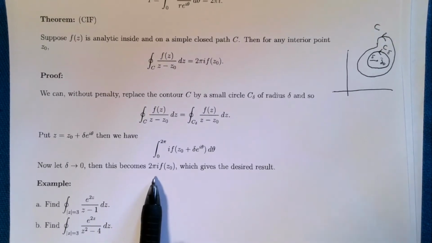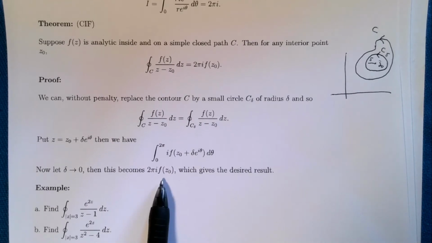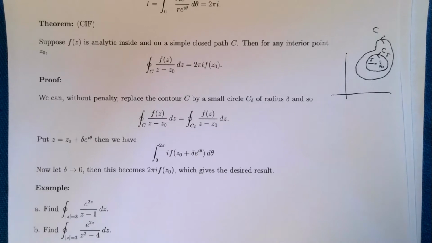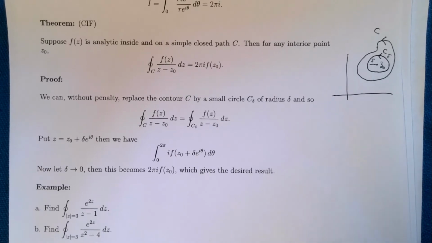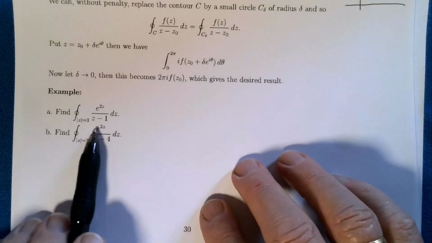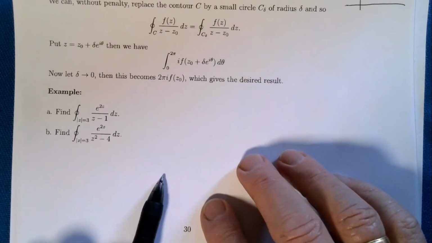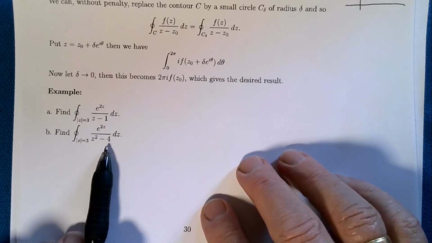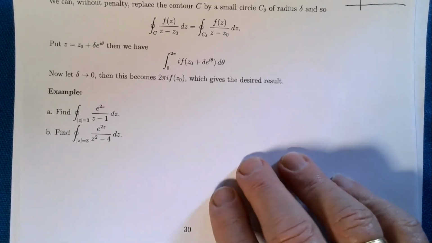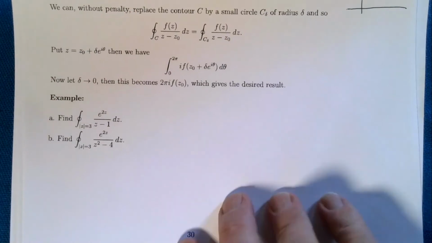Now it's a fairly simple proof, but it's a very powerful fact. Just to work through a couple of examples of how to use this. We're going to look at the integral of e to the 2z over z minus 1 around mod z equals 3, and then e to the 2z over z squared minus 4, mod z equals 3. So let's do two worked examples of that.